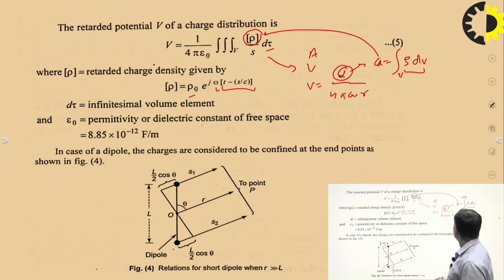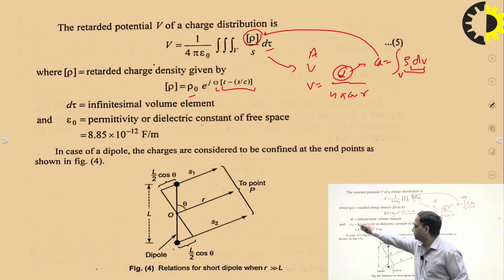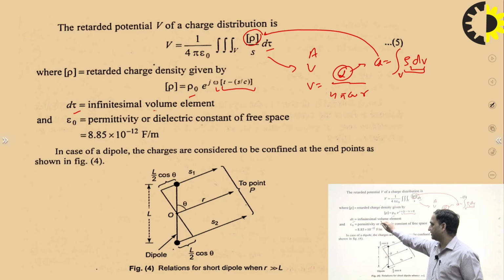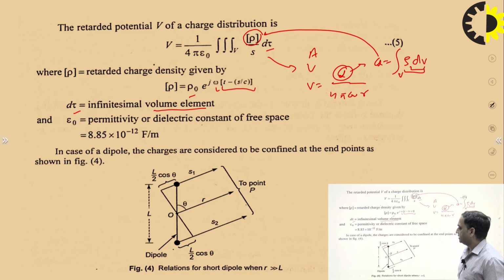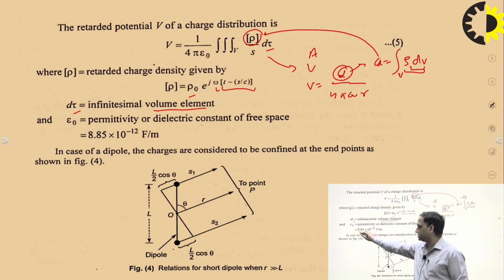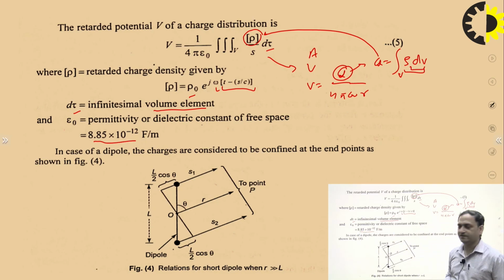So in this rho, in place of dV we have written d tau, which is an infinitesimal volume element, and epsilon naught is very much known to us, that is 8.85 times 10 to the power minus 12. So now we are using the geometry for solving these equations for these conditions.